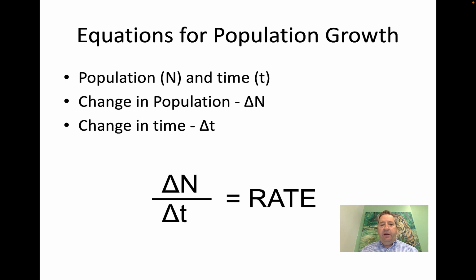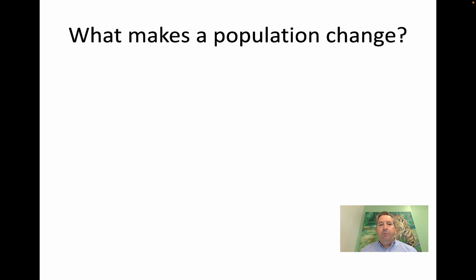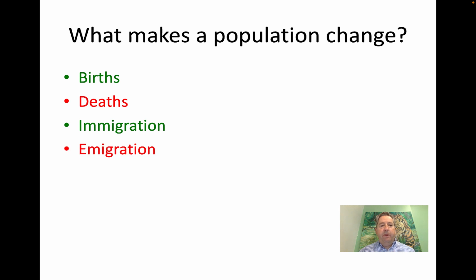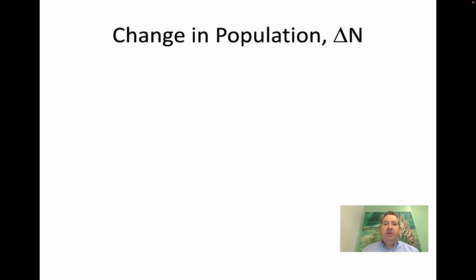And so we have delta n over delta t equals a rate of growth. And we want to figure out what that rate of growth is. So we need to figure out what delta n is going to be in a given year. As we think about what makes a population change, we have two main things that impact a population. That's births and deaths, births being positive and deaths being negative for a population. We also have immigration and emigration. And those, similarly, one is positive and one is negative for the population. We're going to ignore immigration and emigration for most of the stuff that we do today.